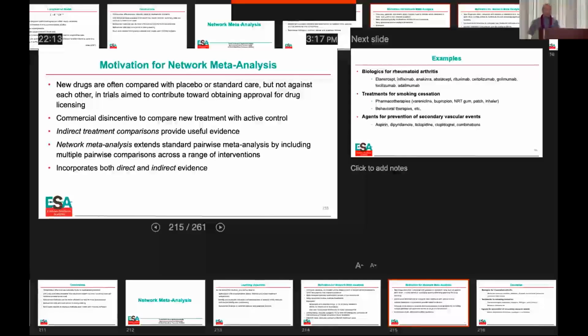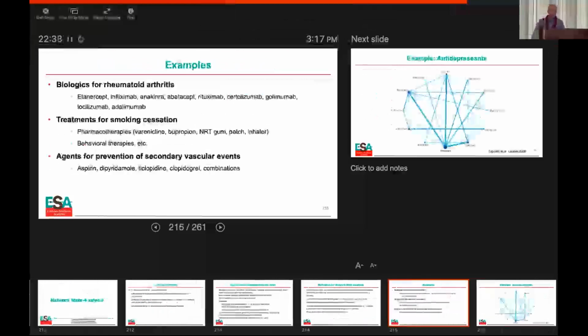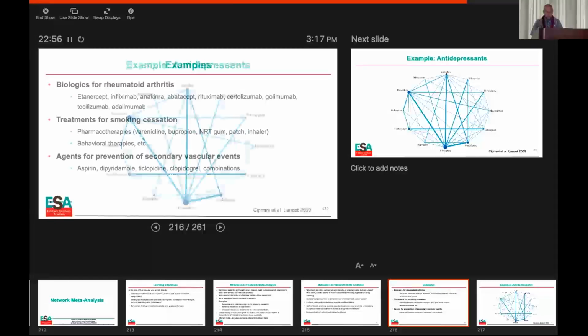So what we're going to try to use is the idea of an indirect comparison to provide useful evidence here. And so I'm going to tell you what an indirect comparison is. And then I'm going to extend that to network meta-analysis, extending the pairwise meta-analysis by combining all the pairwise comparisons across the range of interventions. And therefore, I'm going to incorporate both the direct and the indirect evidence. So here are some examples of network meta-analysis that have been done. Different types of biologics for people with rheumatoid arthritis, different types of treatments for people trying to stop smoking, and different kinds of agents for preventing cardiovascular events.